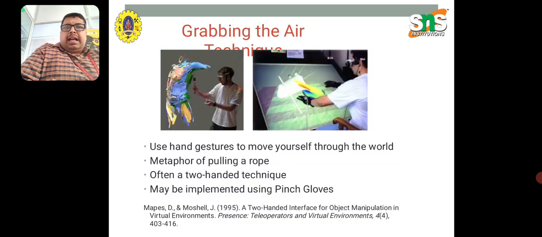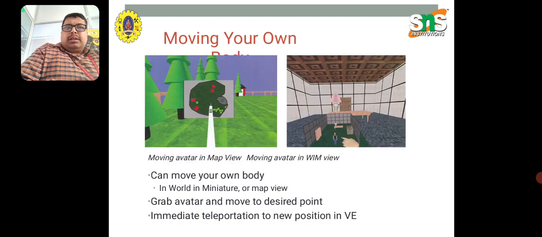This is the grabbing the air technique. This grabbing the air technique uses hand gestures to move throughout the world. Metaphor of pulling a rope. Often two-handed in the technique. It may be implemented with pinch gloves. Next we have moving your own body: grab the avatar, move to the desired point, and immediate teleport to the new position in the VE.